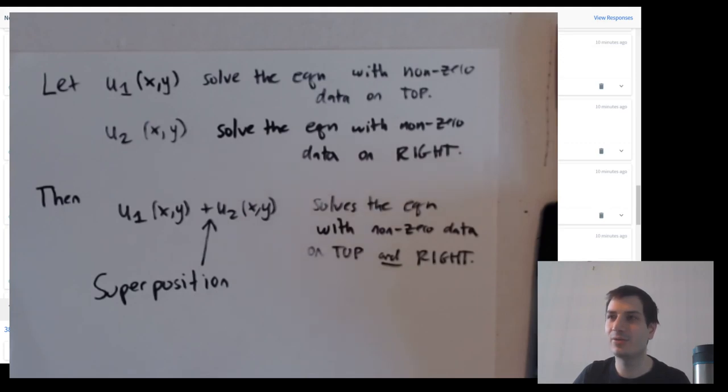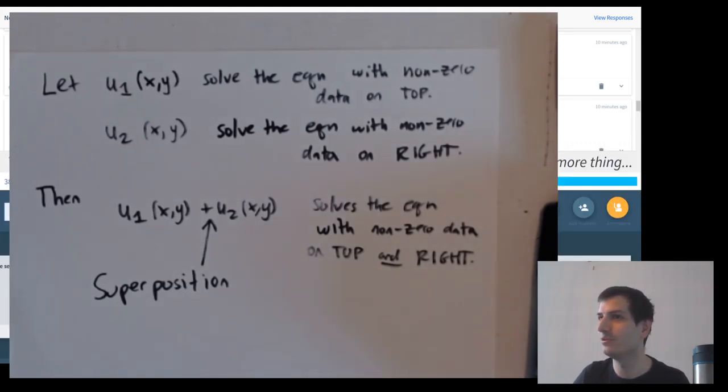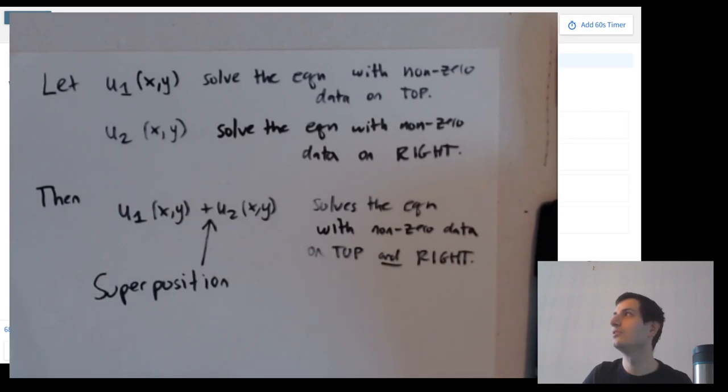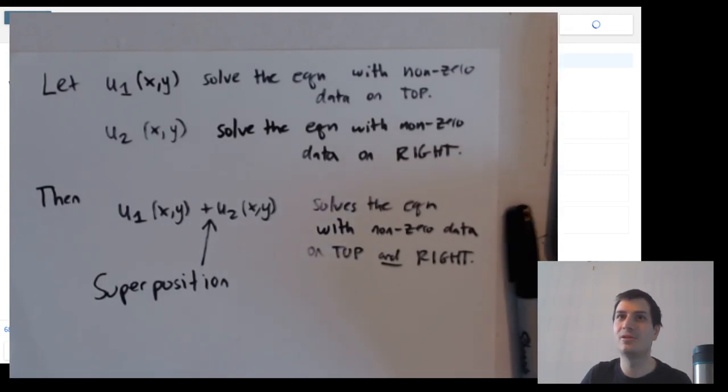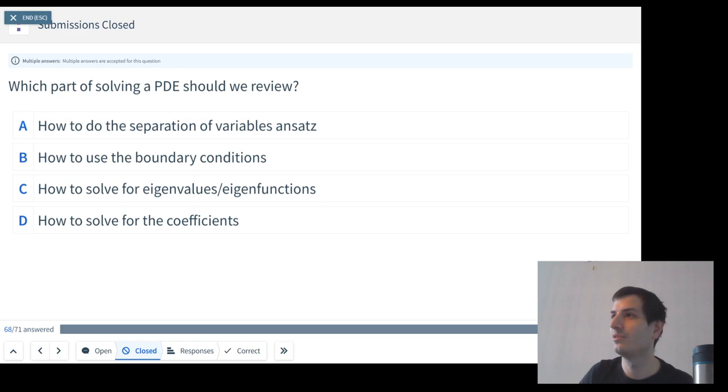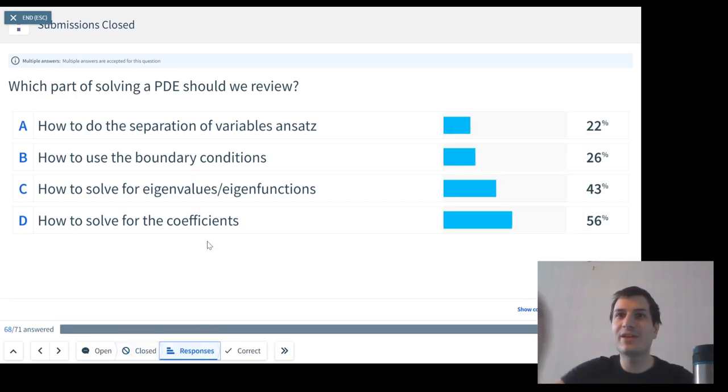Okay, let me see what people said for what to review in PDE review. People want to review how to solve for the coefficients and how to solve for the eigenvalues and eigenfunctions. Solving for the coefficients is technically Fourier series. We did it kind of quickly because you should have seen Fourier series before. I know it is a slippery topic, so let us do another example.